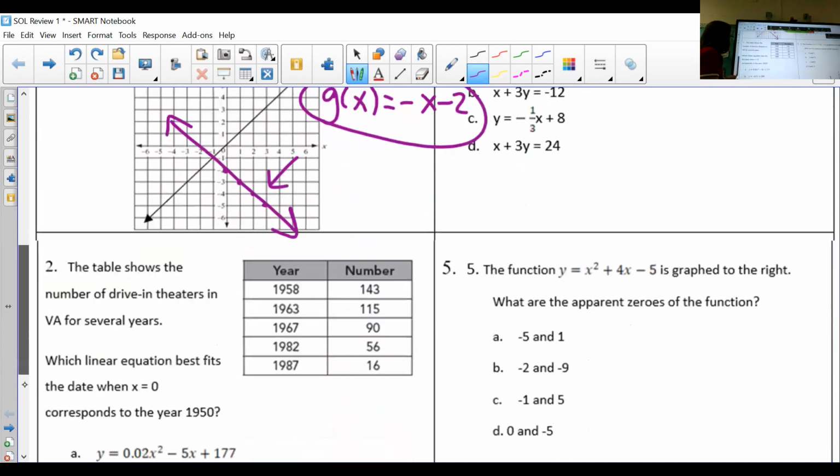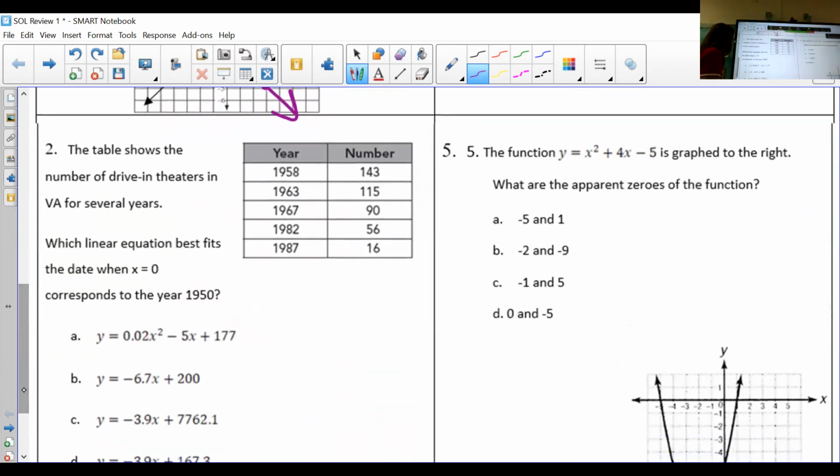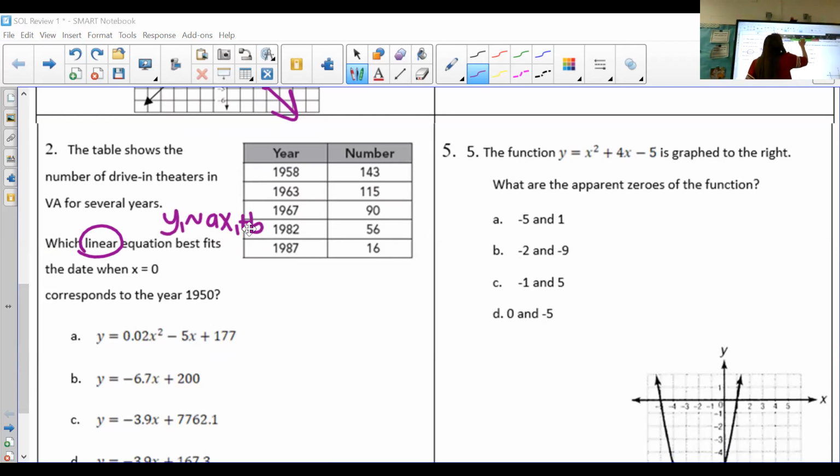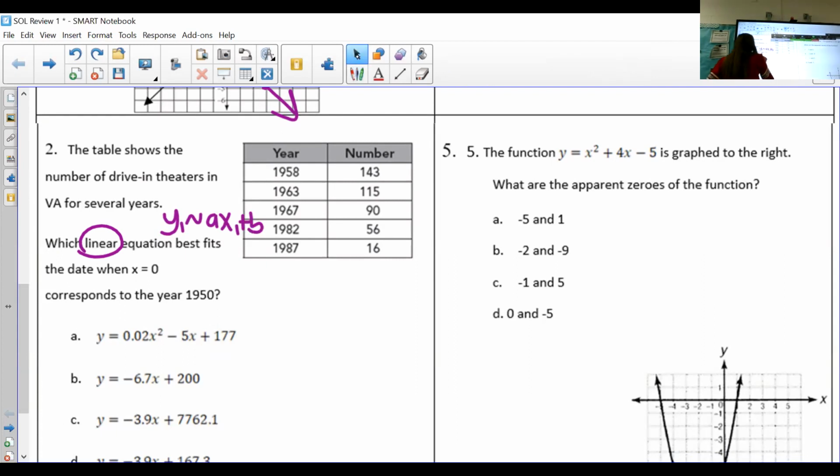Number 2 is asking us to write the linear equation that best fits the data, I should say, when x is equal to 0, corresponds to the year 1950. So a couple key factors here. Linear tells me it's going to be linear, it's a line. So I'm using y1 squiggly a x1 plus b when I go into Desmos. And then the other piece here that's really important is we're dealing with year.